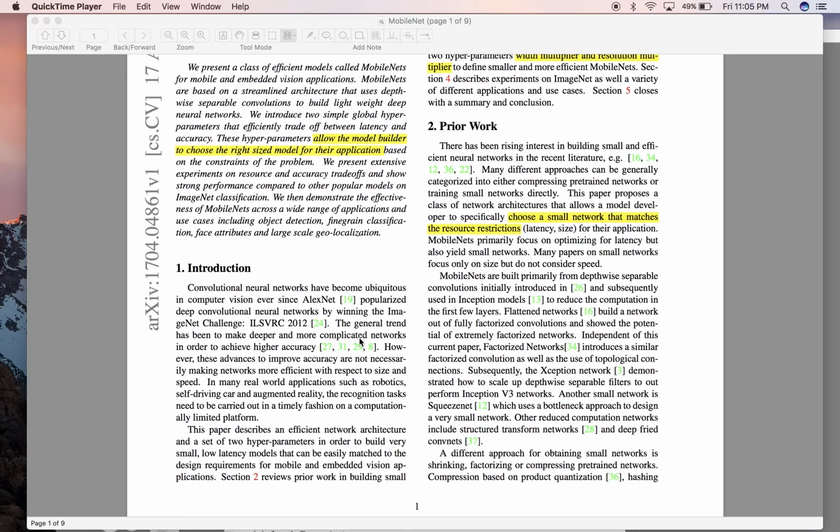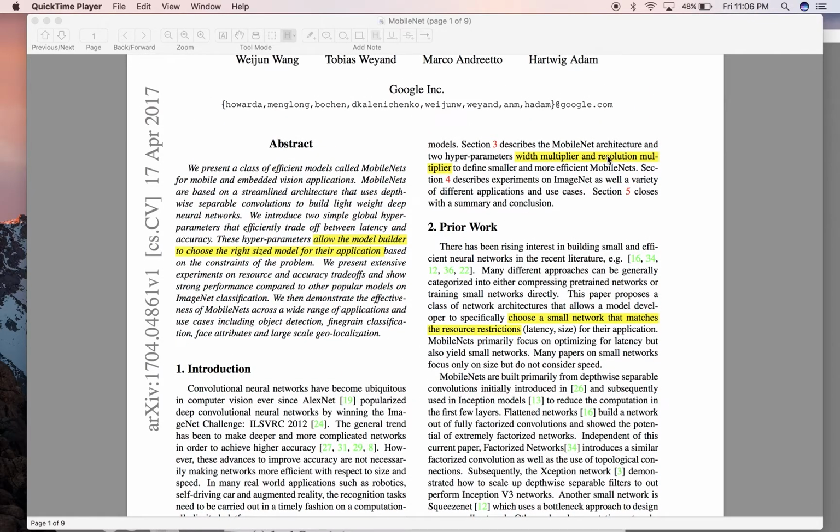So the introduction is just going over the core idea and the motivation, which is making the model lighter while not decreasing accuracy significantly. So the paper describes an efficient network and a set of hyperparameters to build a very small low latency model that can be matched to the design requirements for mobile and embedded vision applications. And so these are the two hyperparameters that they introduce, which is width and resolution.